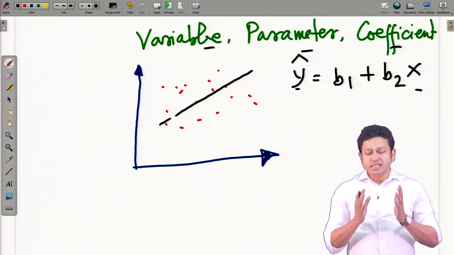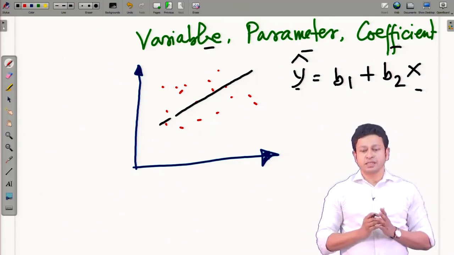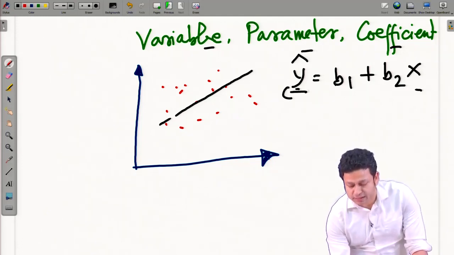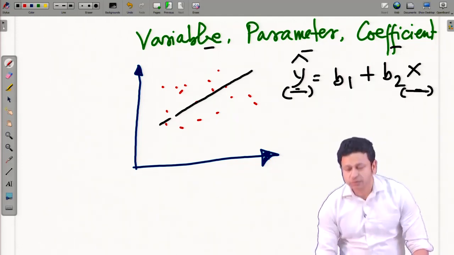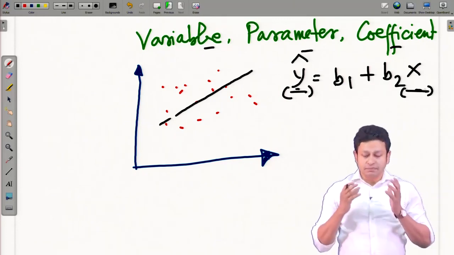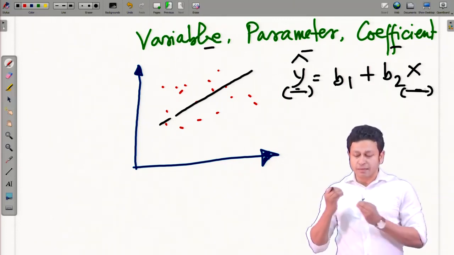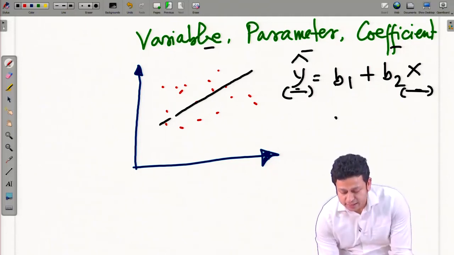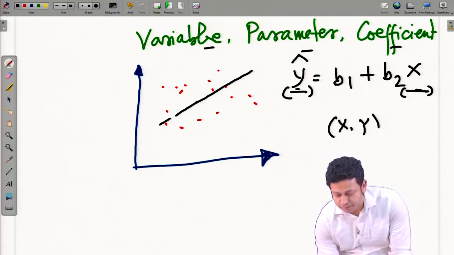When you are obtaining a regression equation, there are a set of variables we are measuring, here y and x. These are the units that we are trying to measure. If I am changing x, what is the change in y? So this x and y constitute my variables.